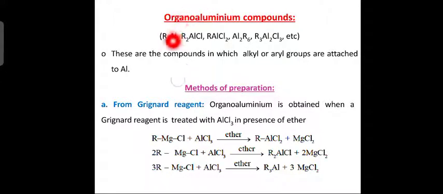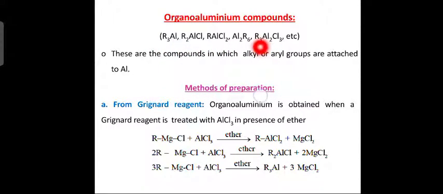R3Al, that means 3 alkyl groups and aluminum; R2AlCl, 2 alkyl groups, aluminum and chlorine; RAlCl2, 1 alkyl group R and 2 halogens Cl2 and aluminum; or a dimeric molecule. A dimeric molecule is just the double molecule of R3Al. Al twice, R3 becomes R6, so Al2R6. So this is the dimer of R3Al.